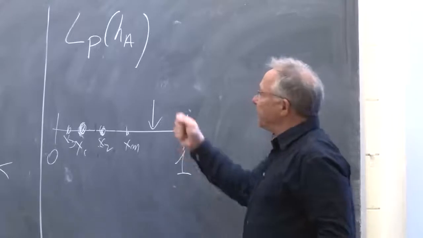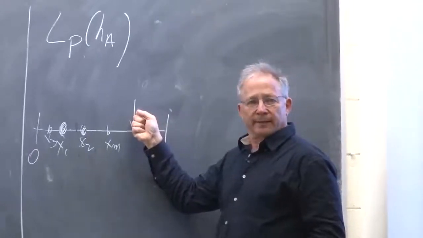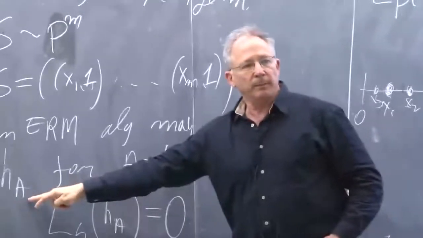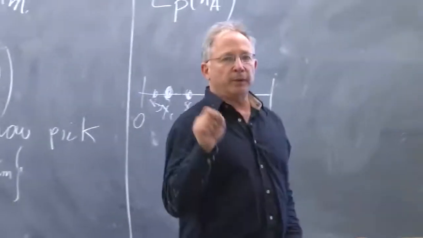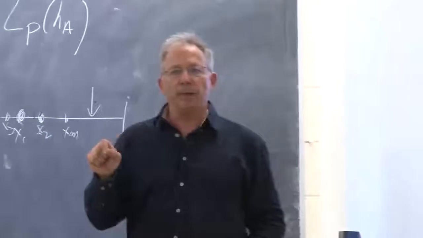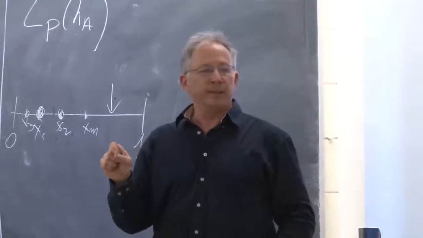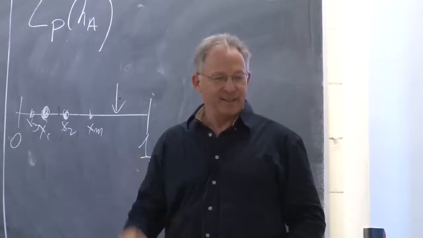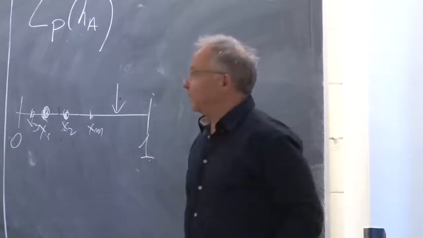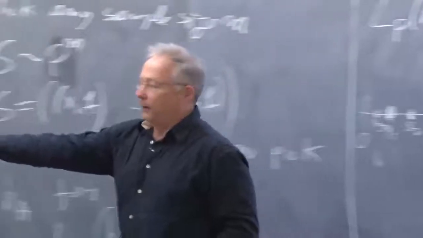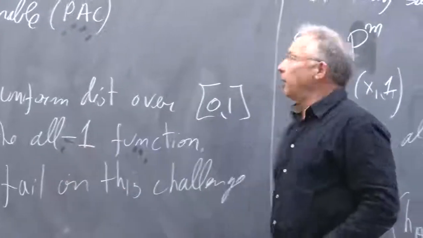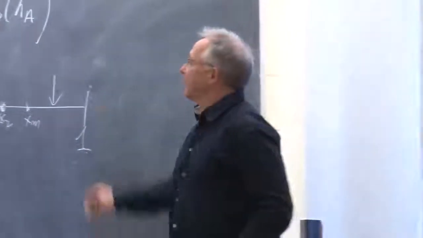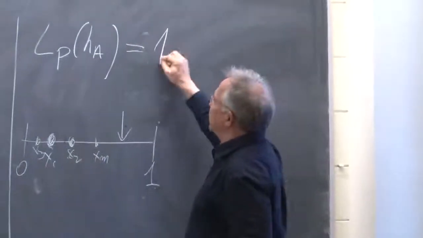1. If I pick a point outside the sample, what will H_A say? What will my predictor say? If I picked a point outside the sample, what will my hypothesis H_A say for that point? Can you tell me? Say 0. It will say 0, right. But what is the correct labeling? All 1. So it's going to fail for every point outside the sample. So the probability of failure is 1.